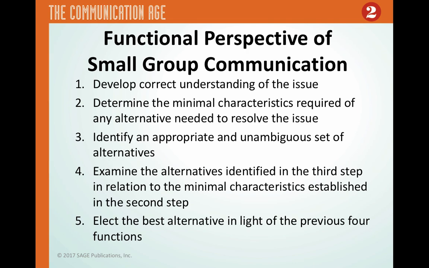The next thing you need to do is determine the minimal characteristics required of any alternative needed to resolve the issue. What do we need in this group? What do we need people to do? What is it that is necessary in order to accomplish this task?